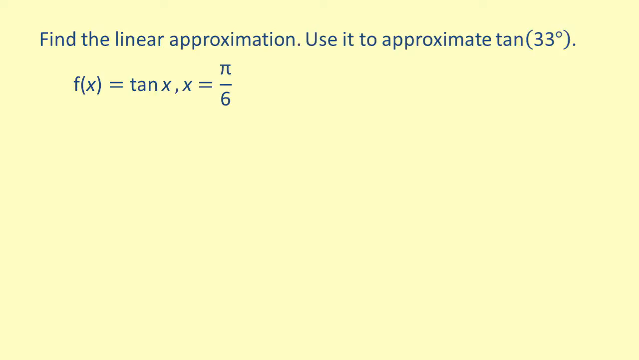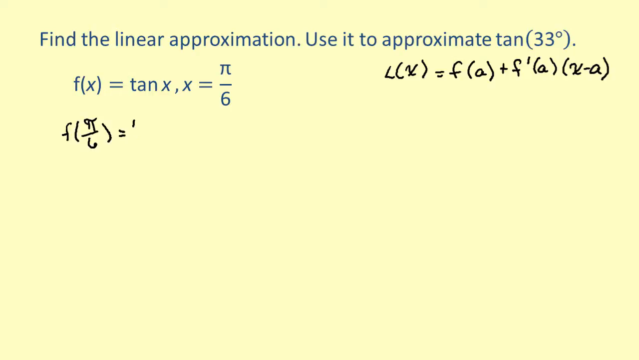The formula for the linear approximation is L of x equals f of a plus f prime of a times the quantity x minus a, where a is the angle we are approximating at. As you can see, we need to evaluate f of x at pi over 6 and take the derivative of f of x to find the linear approximation. We'll start by evaluating the tangent function at pi over 6. This gives us 1 over the square root of 3.